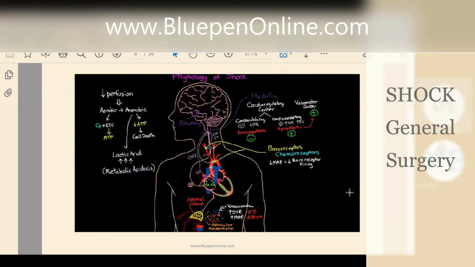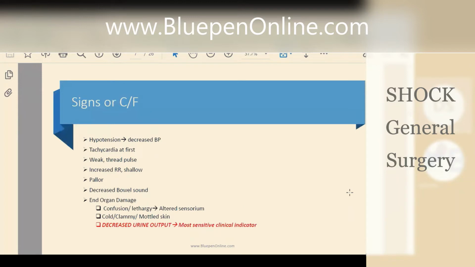So this is the physiology of shock. Now what do you see? The signs or clinical features seen in shock. The most common clinical feature seen in shock is hypotension. Since there is decreased blood volume, there will be decreased BP. When there is decreased BP, the heart, as I told you, will start pumping more due to the cardio-acceleratory function. It will cause an increased heart rate. That's why tachycardia will be seen first. Then there will be a weak and thready pulse.